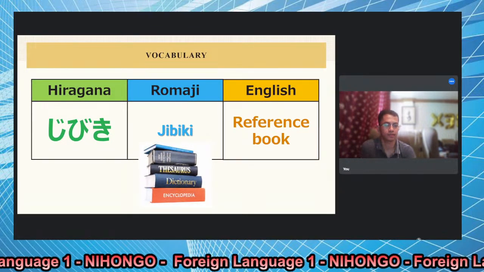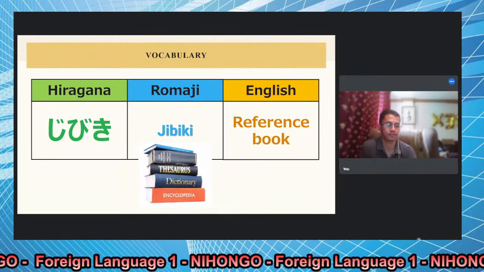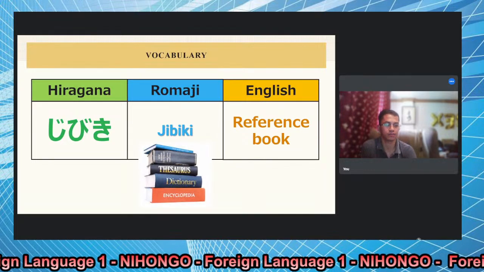Okay. Sorry for the lag, guys. Ako'y nasa bundok.